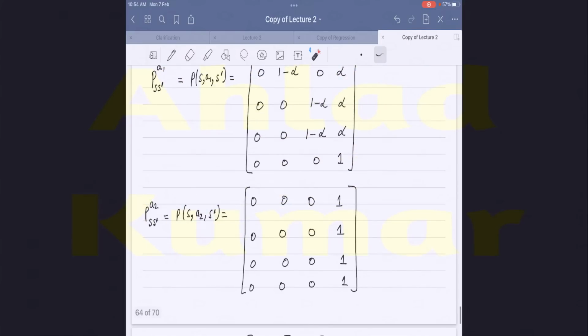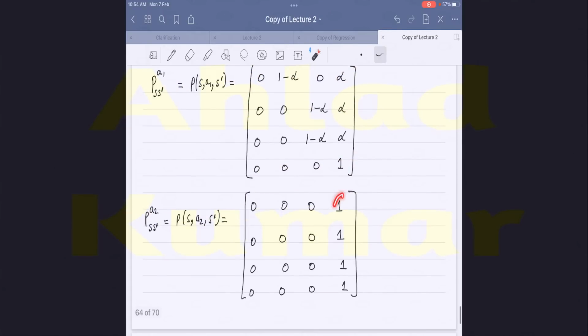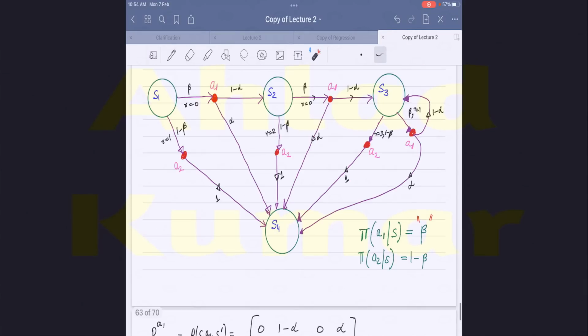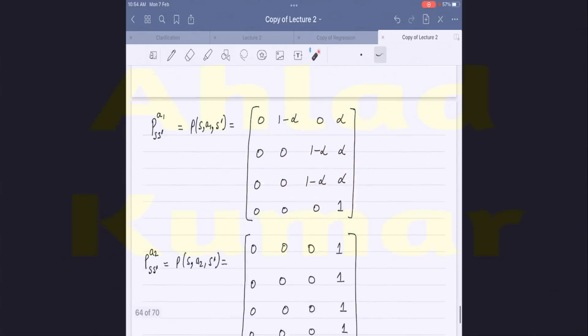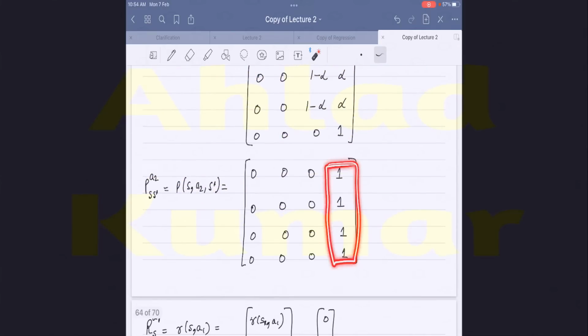Similarly, if you calculate the transition matrix for all these states if you have taken action A2, it's given like this. You can see it's a deterministic matrix with all the values given as 1. These values of 1 are coming because if you take action A2 in whatever state, whether you are in S1, S2 or S3, your transition probabilities are all 1. So that's why you have all the entries given as 1 over here.